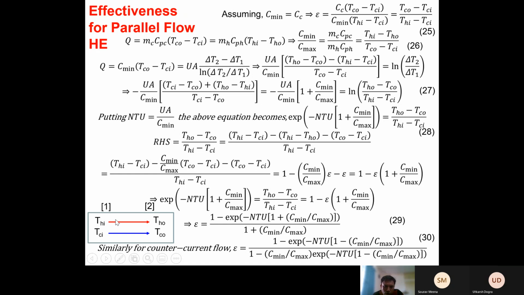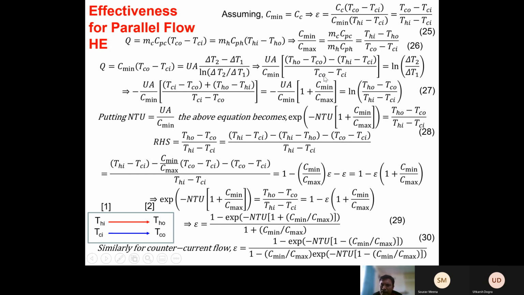So at location 2, what is the temperature difference? THO minus TCO, you can see here. This is location 2, this is location 1. At location 2, temperature difference delta T2 will be THO minus TCO. At location 1, temperature difference is THI minus TCI, and the subtraction of that, divided by TCO minus TCI. Now I can rearrange this numerator as TCI minus TCO plus THO minus THI, and this denominator is TCO minus TCI.